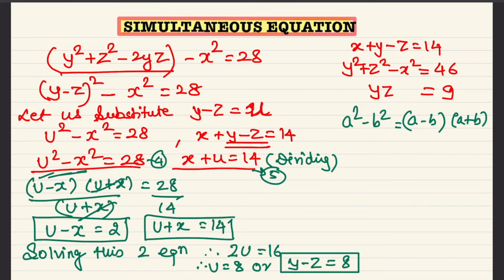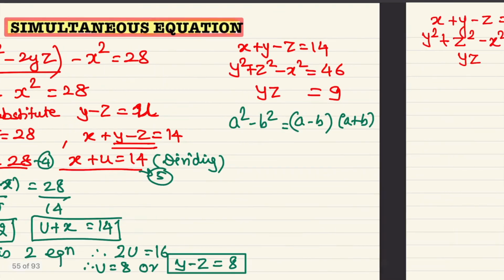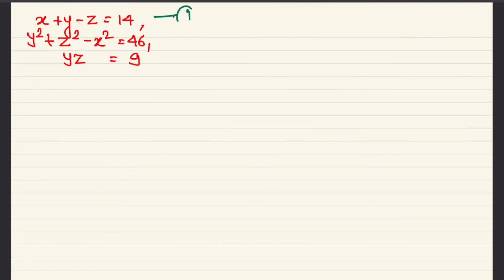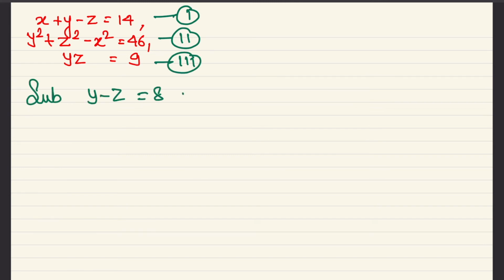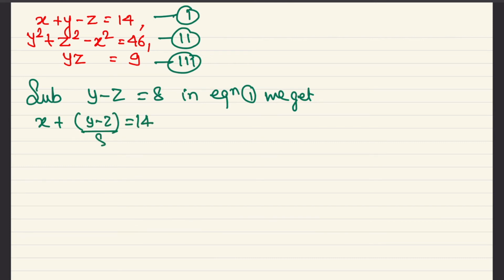Now we have y minus z is equal to 8. We can substitute this in equation number 1. Substituting y minus z is equal to 8 in equation 1, we get x plus y minus z is equal to 14, it was 8. So we'll get x is equal to 6. So we have x is equal to 6 and y minus z is equal to 8.